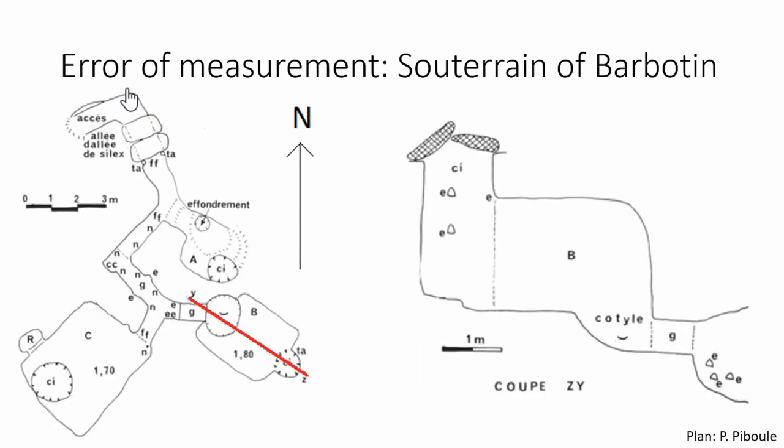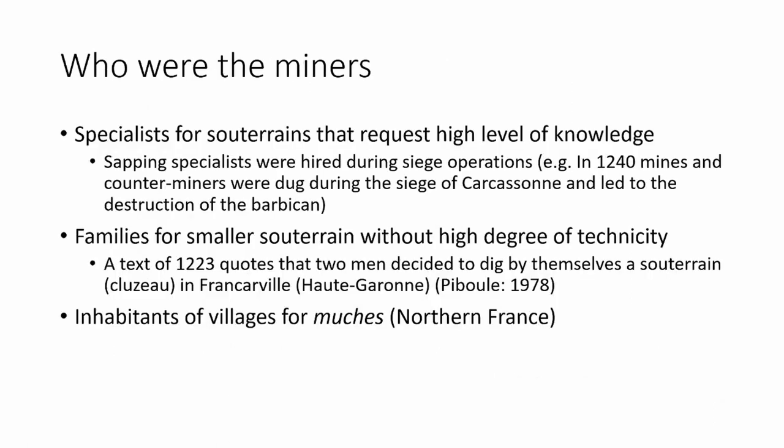And the second example is here, where they built the first part of the souterrain via an extraction shaft here, and here. And here you have a link between these two areas. And here this is the cut. You see that they were not deep enough, and finally they had to dig a bit more in order to reach the bottleneck here. So they were obliged to correct by digging a little bit more. These are two examples of error of measurement.